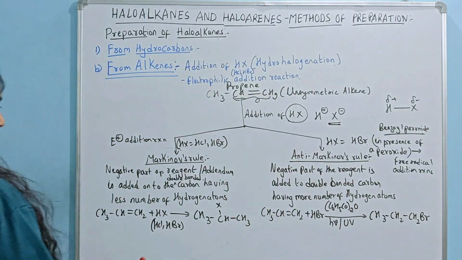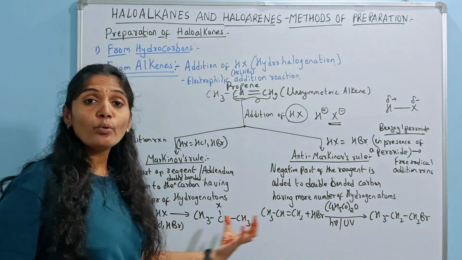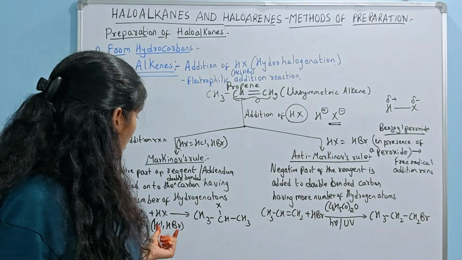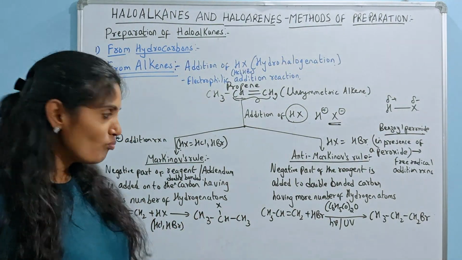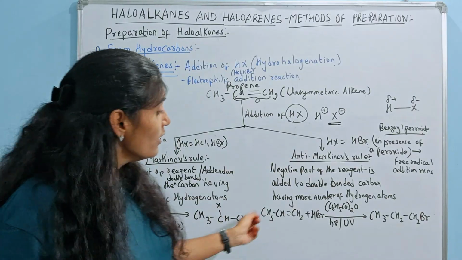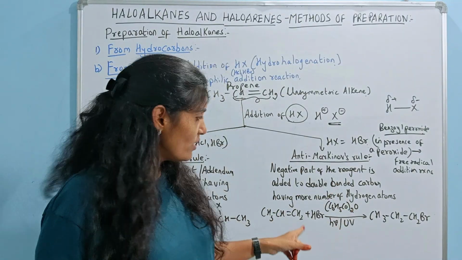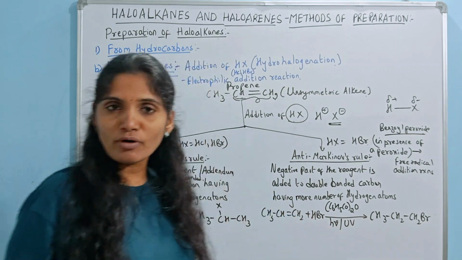Now I got two different products. If you do the reaction with HBr in the absence of peroxide, you will get this product. If you do the reaction with HBr in the presence of peroxide, you will get a different product.